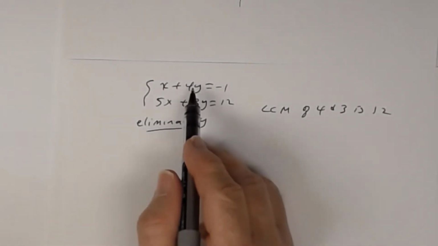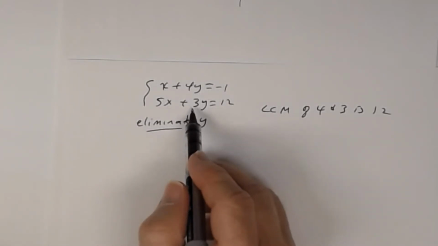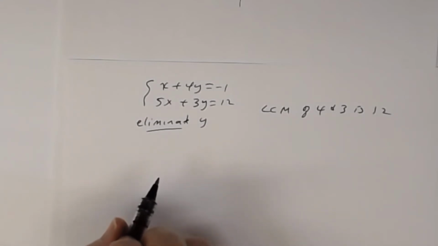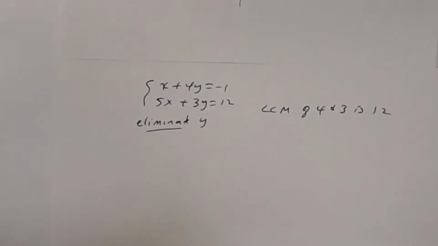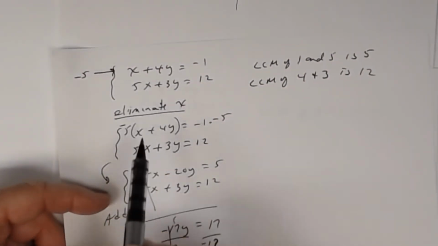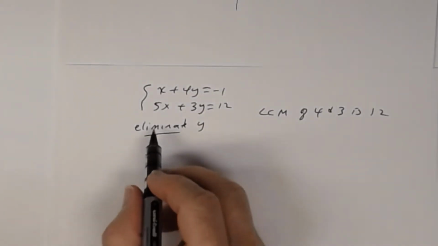So I need these two coefficients to be 12, but I need one to be positive, one to be negative. So in this case, I've got to multiply both equations by a number, whereas over here, I only had to do one because this was already a 5. Okay? So let's go and do the process.